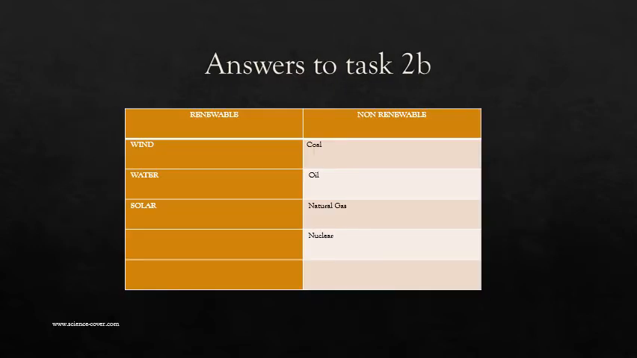Let's have a look at the answer to task 2b. The renewable sources were wind, water, and solar. The non-renewable sources were coal, oil, natural gas, and nuclear.